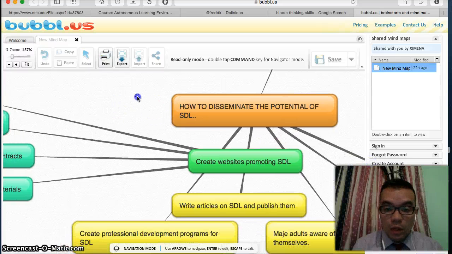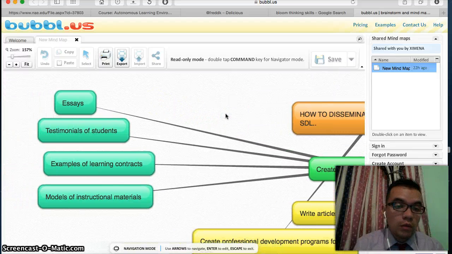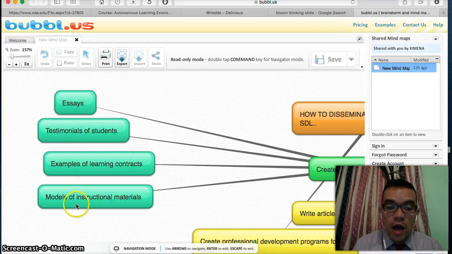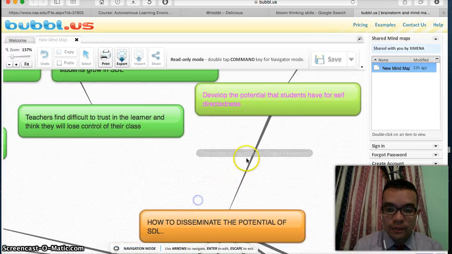He also talked about creating websites promoting SDL, and he mentioned that essays, testimonials of students, examples of learning contracts, and models of instructional materials are good ways to start disseminating the potential of the SDL.